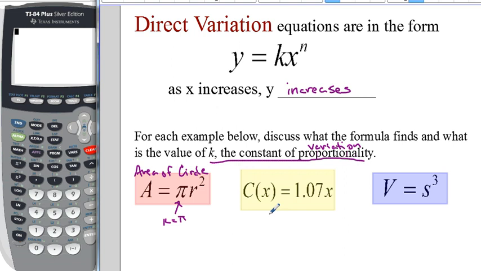All right, so in this particular case, our constant is pi, but we would say that A, which is our area, varies directly with the radius squared.